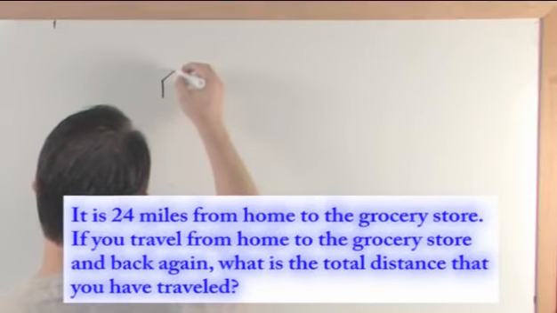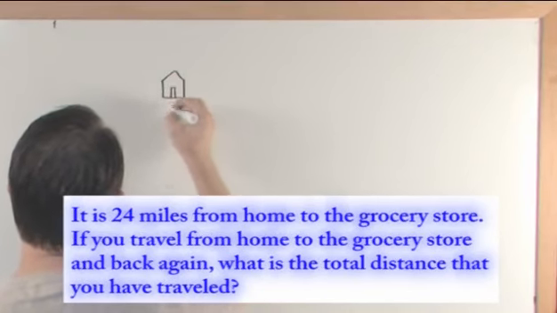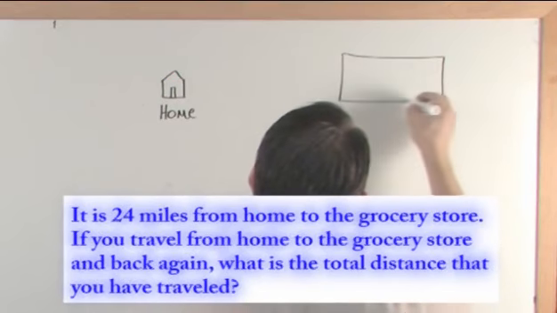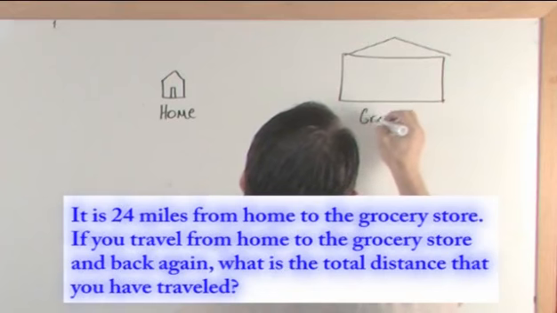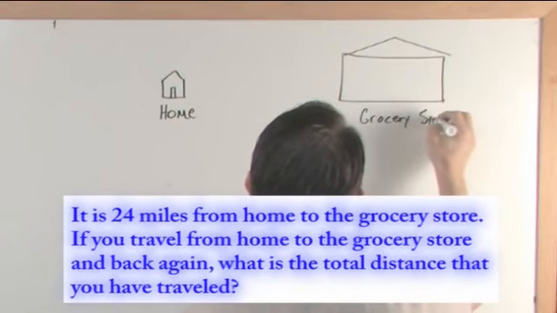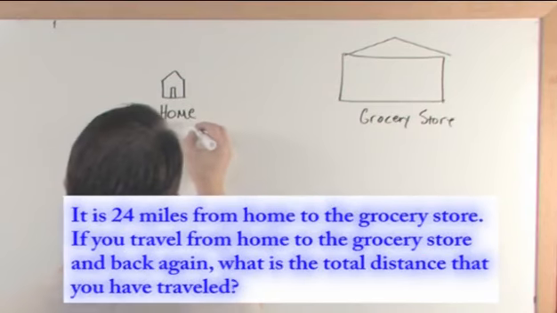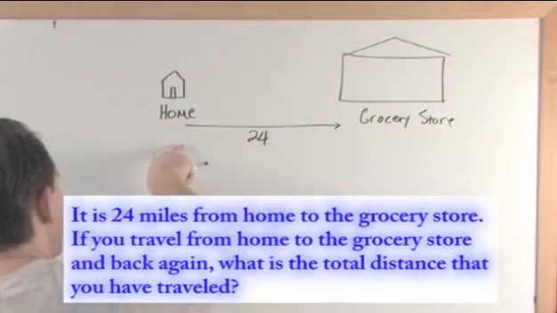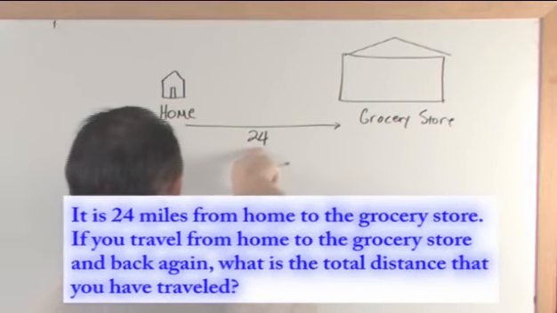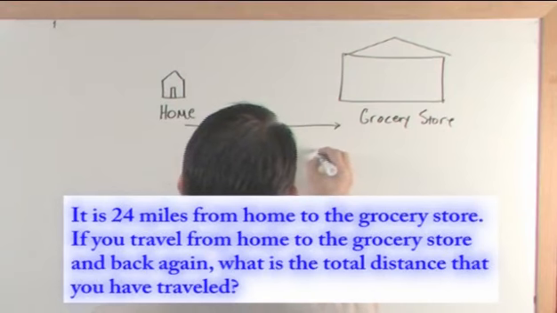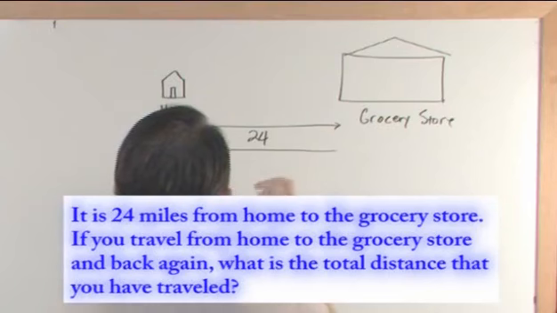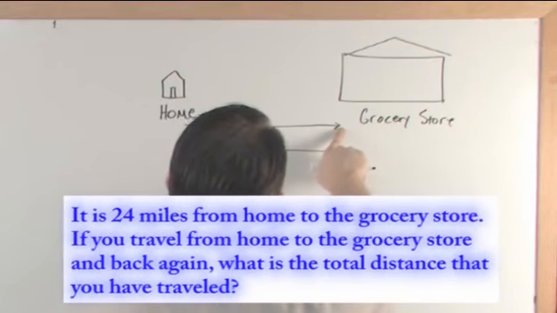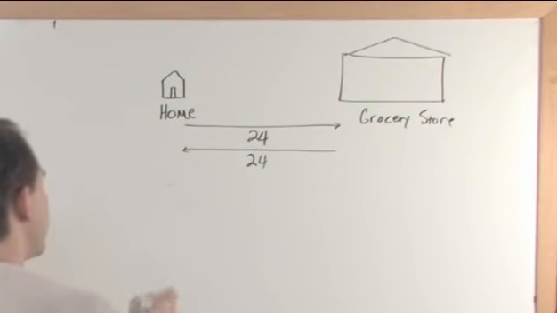If here is your home, okay, and then here's a giant supermarket, grocery store, okay, here's the grocery store. What the problem is telling you is it's 24 miles to get there, okay? So you go 24 miles to get to the grocery store, but then you turn around and you come back because it says you come back home. Now, when you go to the grocery store, you're going 24 miles, and then when you turn around and come back, you're going 24 more miles.